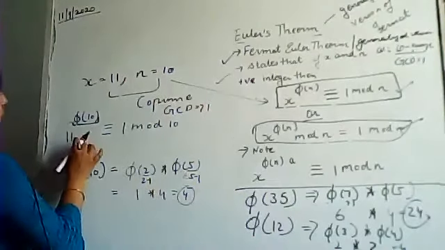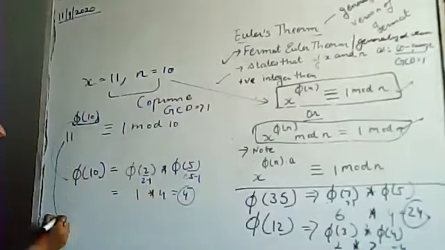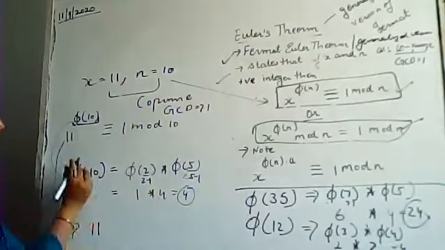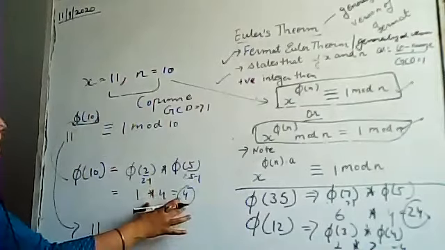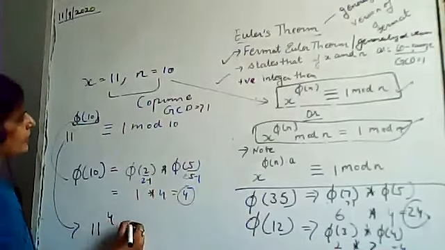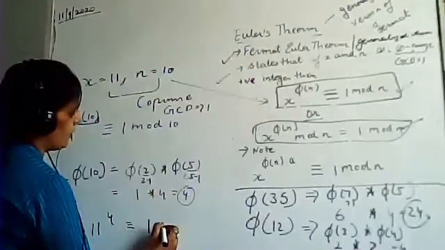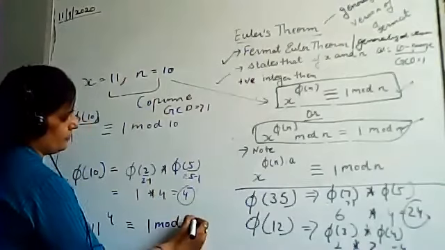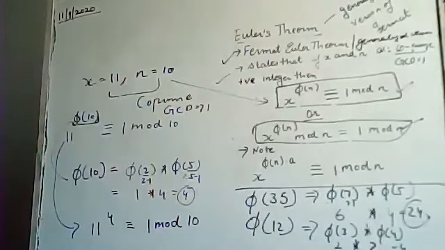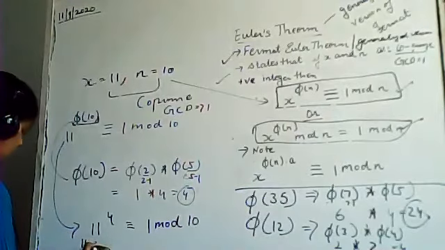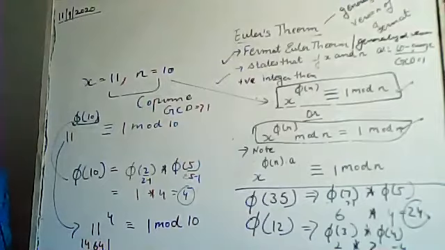Now what will be the answer, 1 and 4? 4 is there. Now we will equate this particular value. So we have 11 raised to phi 10. The value of phi 10 is 4, congruent to 1 mod 10. Clear? Now if you calculate 11 raised to power 4, what will be the answer? That is 14641. Okay, so this is the answer.